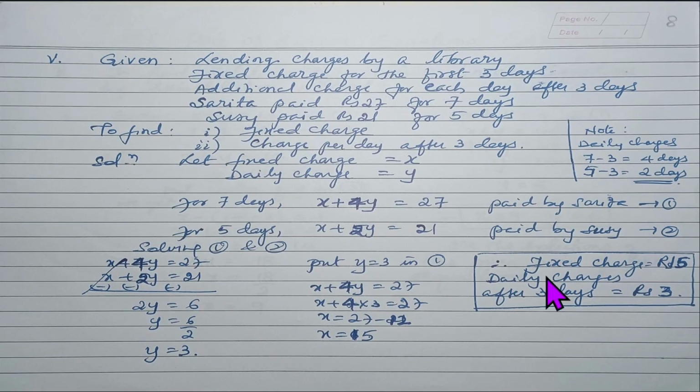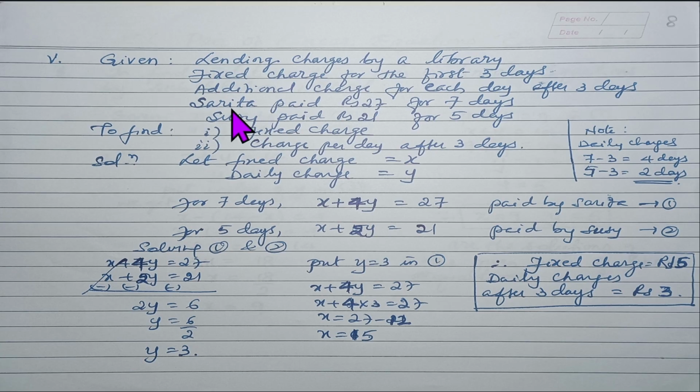Let us go to the next example now. Let us understand the statement. Lending charges by a library. There is a library, they lend the books, therefore lending charges by a library is given to us. That is a fixed charge for the first 3 days. That means they charge a fixed amount of money for the first 3 days. Then an additional charge for each day after 3 days. So try to understand this.